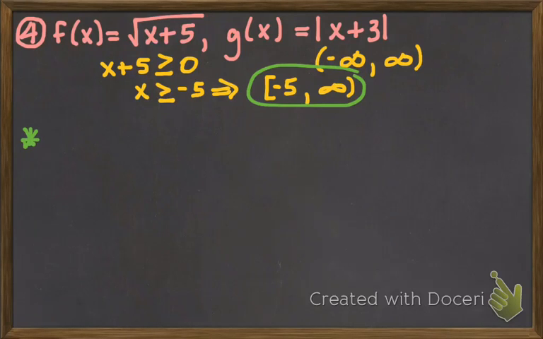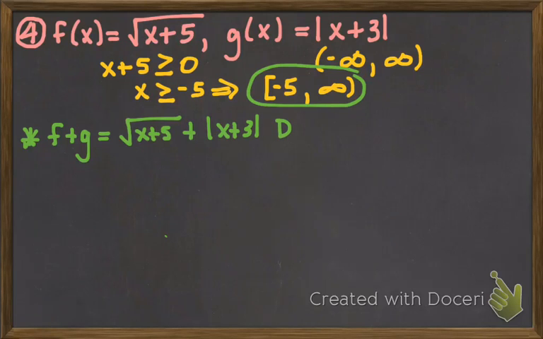The reason this was going to be easier is that because of the uniqueness of the functions, we're not going to be able to do any cleaning up once we set them up, because f plus g is the square root of x plus 5 plus the absolute value of x plus 3, and that's all you can do. There's nothing you can do to simplify that. And so your domain is the most restrictive of the 2 we started with, so it is -5 to infinity.